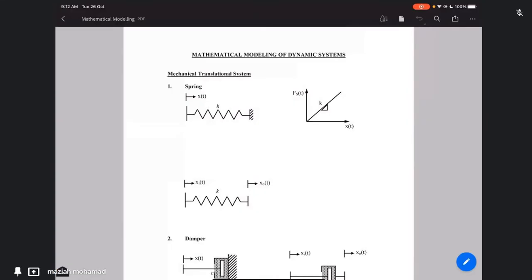The systems that we're going to learn in this chapter, the first one is the mechanical translational system.